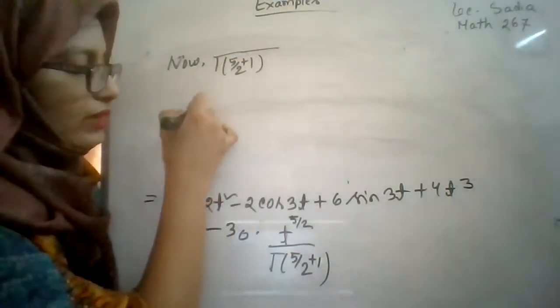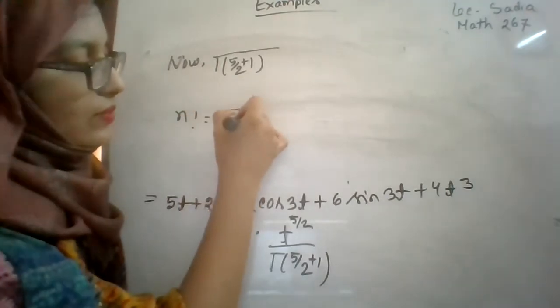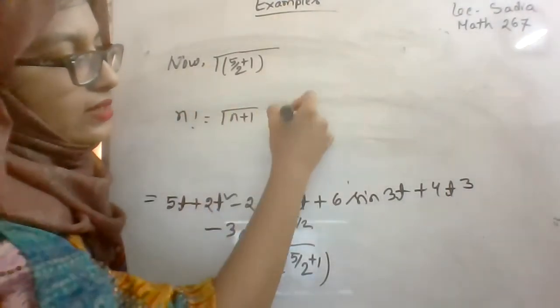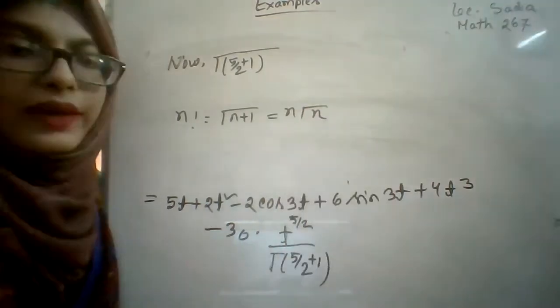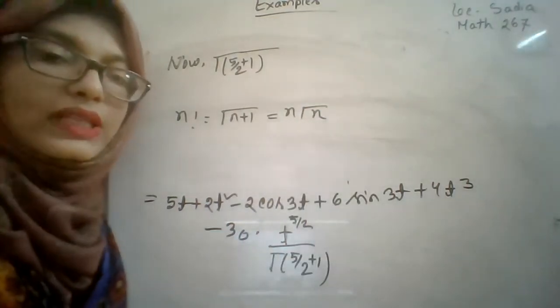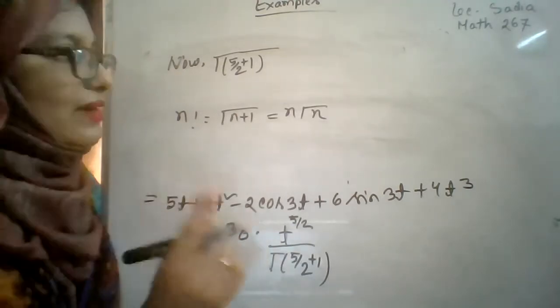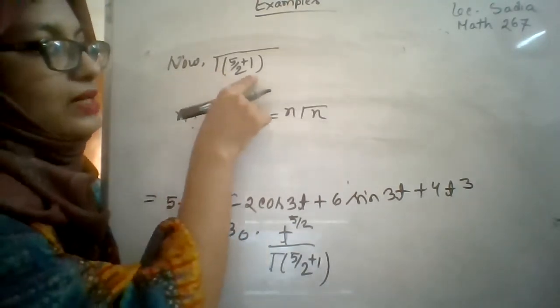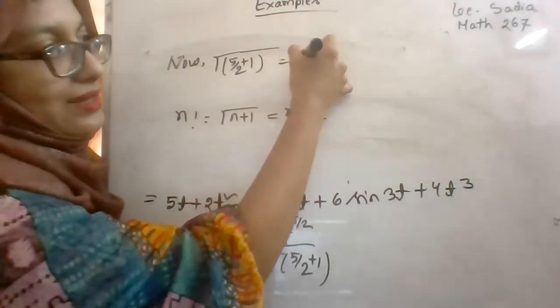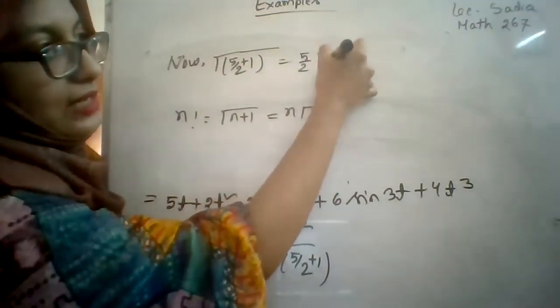And you know that n factorial is equal to gamma n plus 1, and gamma n plus 1 is equal to n gamma n, okay? Here it is gamma n plus 1, it will be n gamma n.